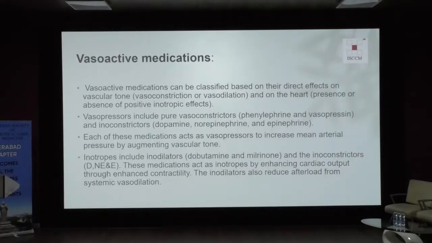The inotropes also include the inodilators, such as dobutamine and milrinone. They dilate the vascular system, both the pulmonary vasculature and the systemic vasculature. And the inoconstrictors are dopamine, norepinephrine and epinephrine. These inotropes act by increasing cardiac output through enhanced contractility. Then inodilators also reduce the afterload from the systemic vasculature.